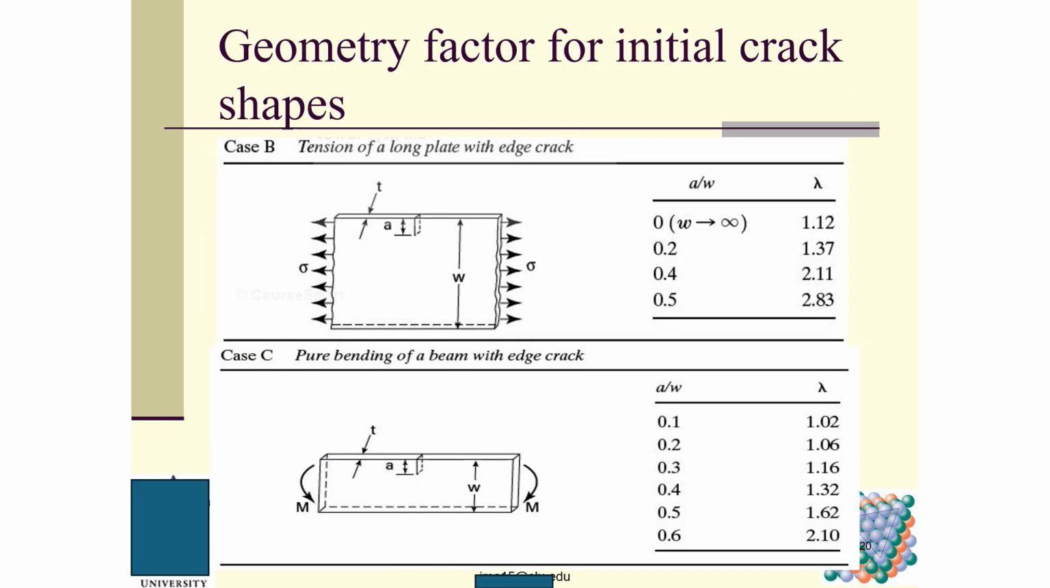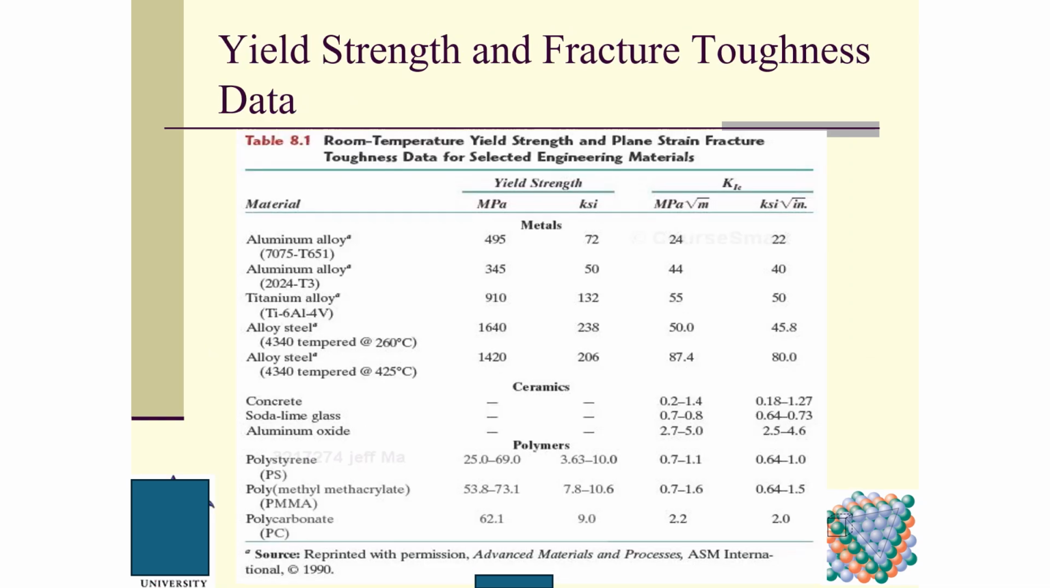This is another geometry, an edge crack, and based on the ratio of a to W, we have different lambda here. This one is for loading of an edge crack, but this is a bending moment here, and we can have a different geometry correction factor. And then we talk about yield strength and fracture toughness data.